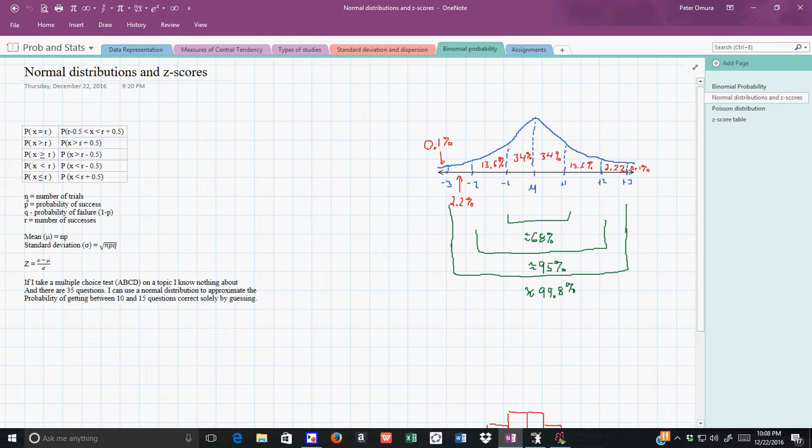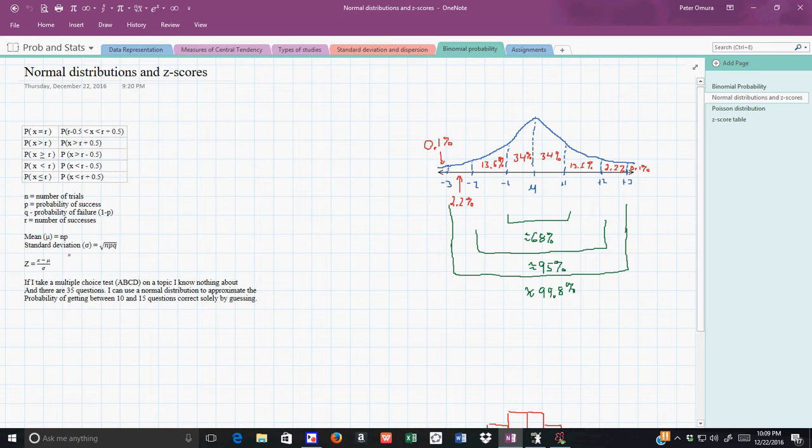So there's a few things you need to know. N equals the number of trials, P equals probability of success, Q equals probability of failure, which is 1 minus P, and R equals the number of successes. In order to find the mean, you take your number of trials and you multiply it by the probability of success. To find the standard deviation, you take the square root of N times P times Q.